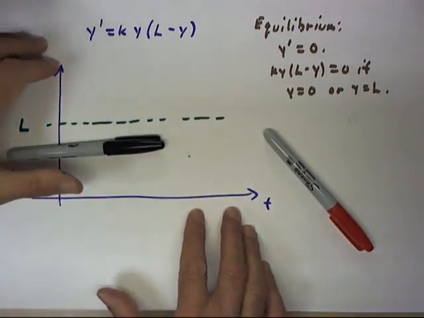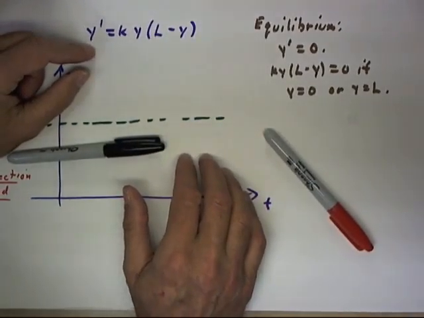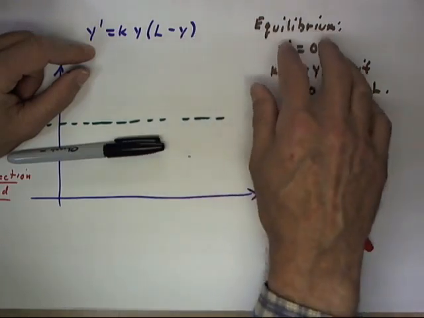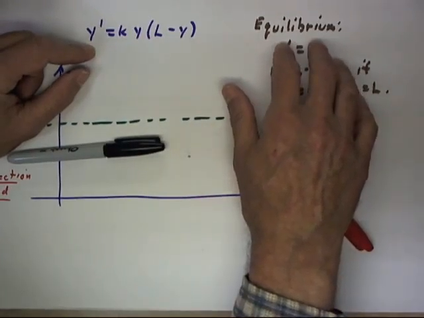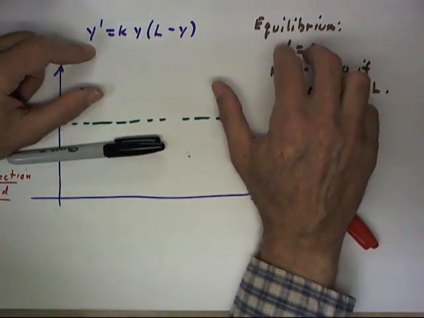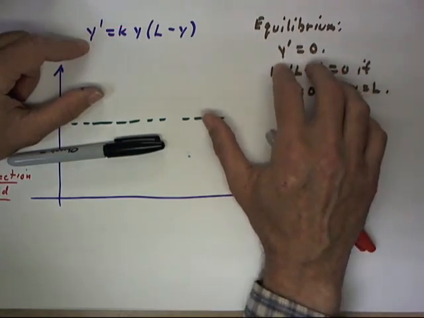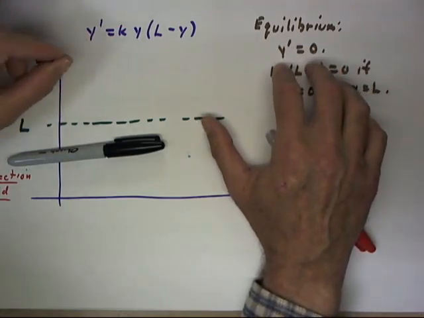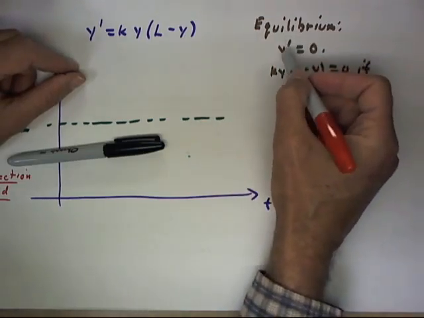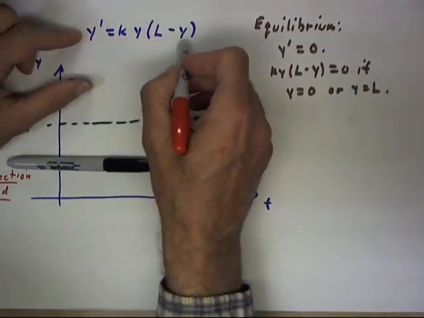Let's take what will be, for now, a last look at the logistic equation y prime equals ky times (L minus y), with the idea of looking at equilibrium solutions. What does equilibrium mean? Equilibrium means that the function isn't changing. When does a function y not change? It doesn't change when its derivative is equal to 0. So the condition y prime equals 0 is an equilibrium condition for this function.